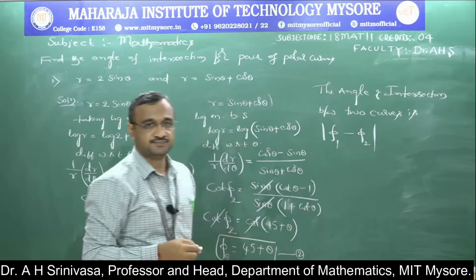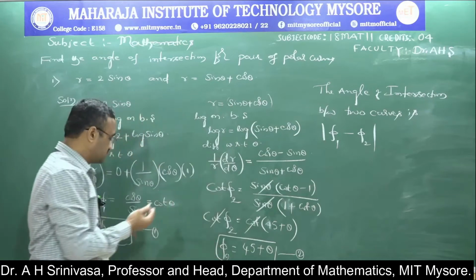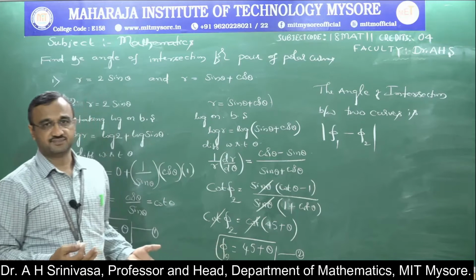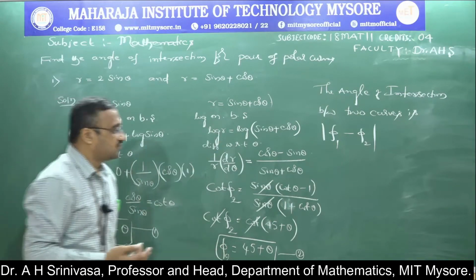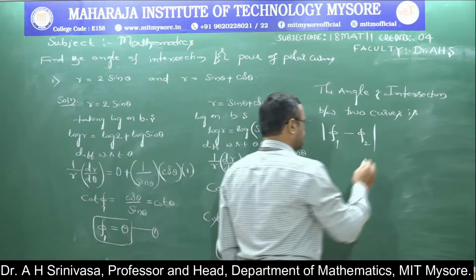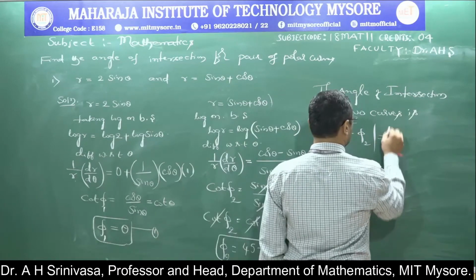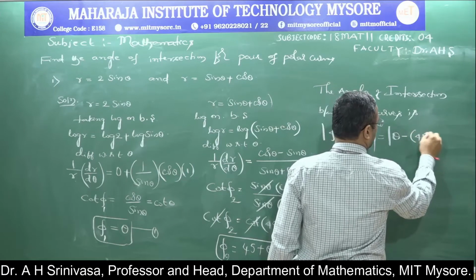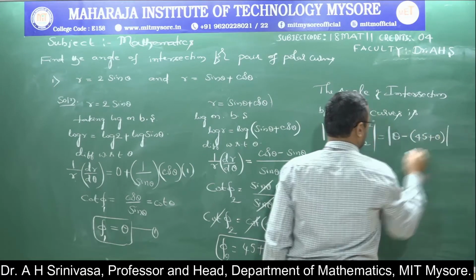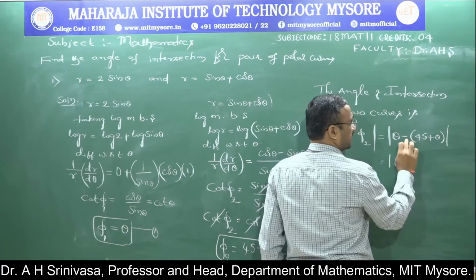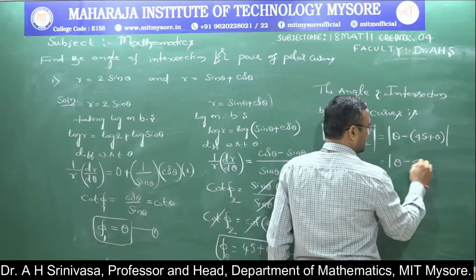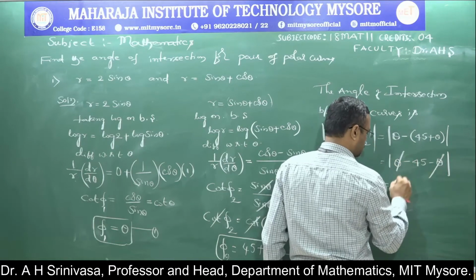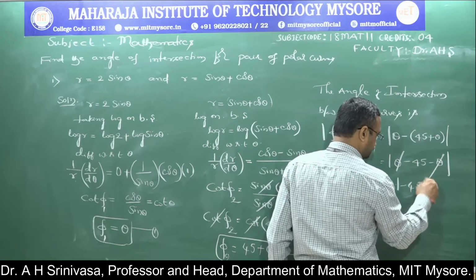Use this formula. Why are we going to use this one? Here phi 1 and phi 2 we are extracting very easily. So that's why I have to use the absolute value formula, that is phi 1 minus phi 2. The value of phi 1 is theta, then minus the second term, 45 plus theta. Make a simplification. For a negative term I have to multiply it inside, that is minus 45 minus theta. Now cancellation of these two, you get minus 45.